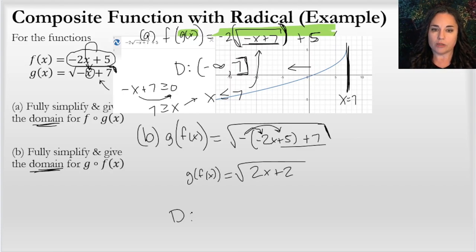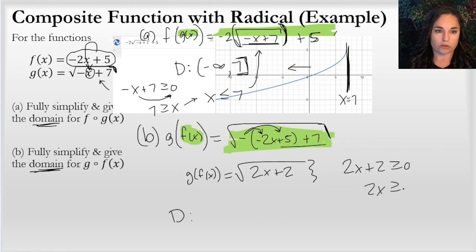When I look at the domain, I'm going to have to look at the domain of the original inside function, and the domain of the resultant function, not the outside function. So we'll look at the inside. When I look at a line, there's no restrictions on input values for a line. I'm okay with that. When I look at the final function, I'm going to have to say 2x plus 2 is greater than or equal to 0. 2x is greater than or equal to negative 2, so x is greater than or equal to negative 1. So my domain is from negative 1 all the way up to infinity.